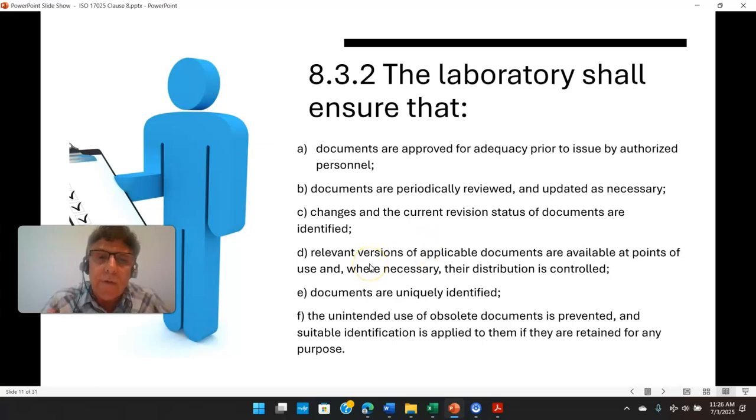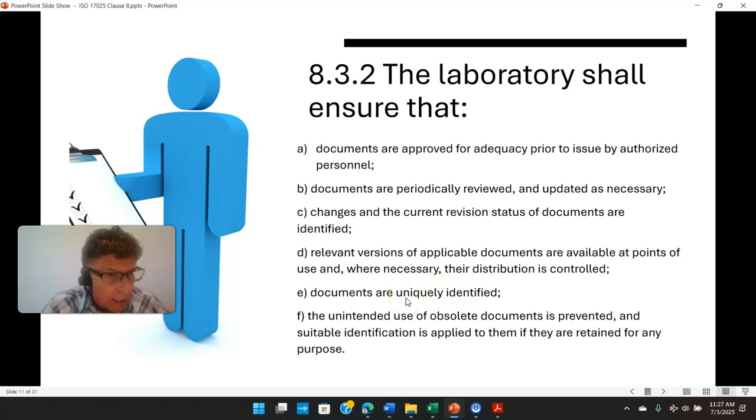Also, the relevant versions of the applicable documents are available at the point of use. So if the analyst or whoever is using the document has access to it, either as a printed form or maybe on a shared drive or network, it needs to be the most current version. And that distribution is controlled. Relevant versions of applicable documents are available at point of use, and where necessary, their distribution is controlled.